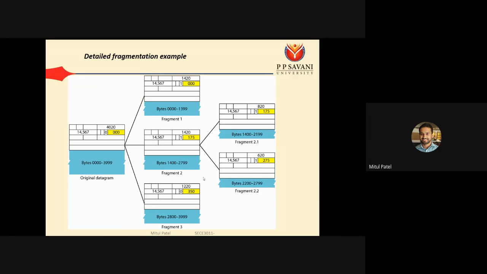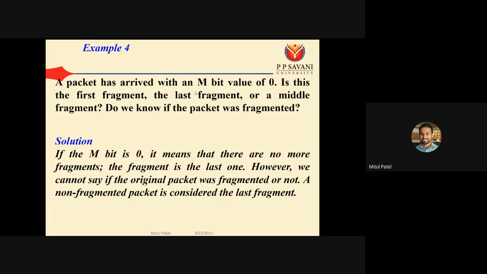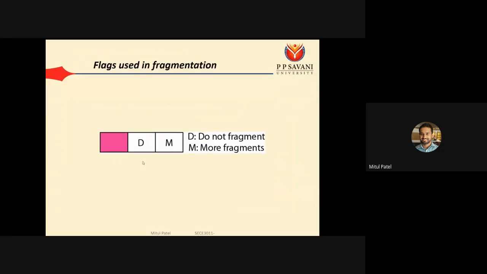Okay, so by that way we can create the fragmentation. We have given some examples. A packet has arrived with an m-bit value of 0. Okay, m-bit is 0. If the m-bit is 1, then we have more fragments, and if the m-bit is 0, then no more fragments.